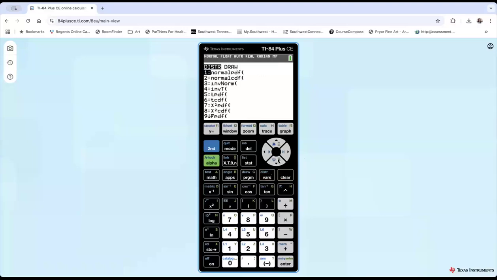Second, distribution, binomial CDF, number of trials is 17, probability of success is 0.45, and we want the probability that X is less than or equal to 11. Whatever goes here will be included in that statement, less than or equal to. Enter, enter again. And if we round to 3 places, we would get 0.970.